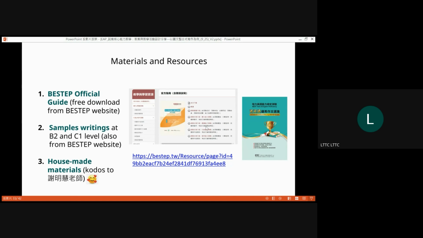This is really good news for all the teachers. And also they provide sample writings at B1 level and C1 level. And I use those samples. So then later I will explain how I use them.